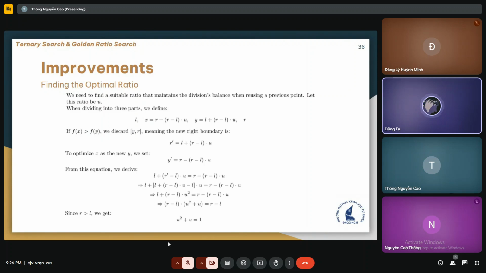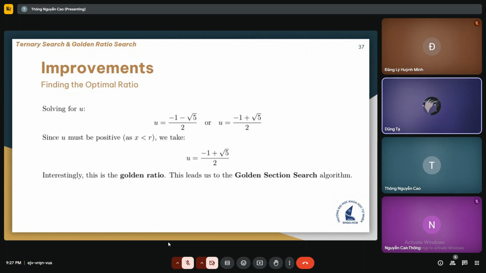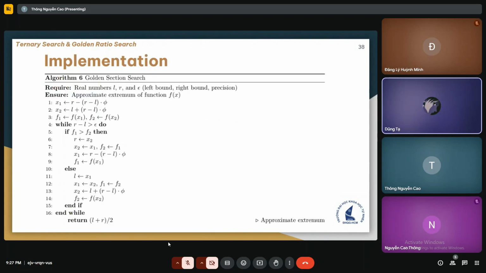Through mathematical derivation, we find that dividing the interval based on the golden ratio preserves balance and allows point reuse. This results in the well-known golden ratio search algorithm. So let's now compare the two optimized approaches in terms of performance. In the improvement one, we can calculate the time complexity.